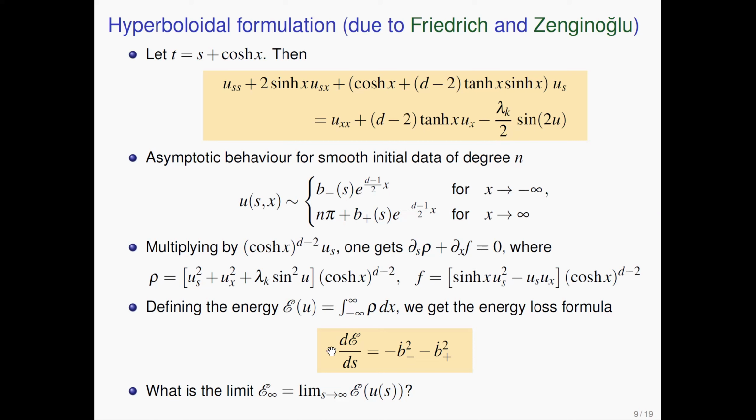And this energy is decreasing due to radiation of energy through left and right scri here. So the energy is monotone decreasing. It is bounded from below by a non-negative constant. So it is guaranteed to have a limit, which I denote by E sub infinity. And the question is, what is this limit? I want to emphasize we are guaranteed this limit exists because we know that solutions exist globally in time.